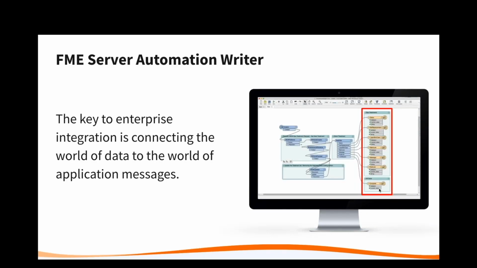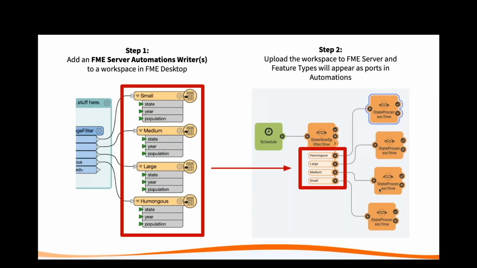So we first released automations in 2019, I believe. But very early on, we were getting feedback from people that they wanted and needed to be able to pass messages or content out of their workspaces so that they could be consumed downstream in these automated workflows. And passing those messages between different patterns is really important. So we added the automations writer, which allows people to do that. Just as you would write data out to, say, a shapefile or an Excel file in FME, you can now add an automations writer.